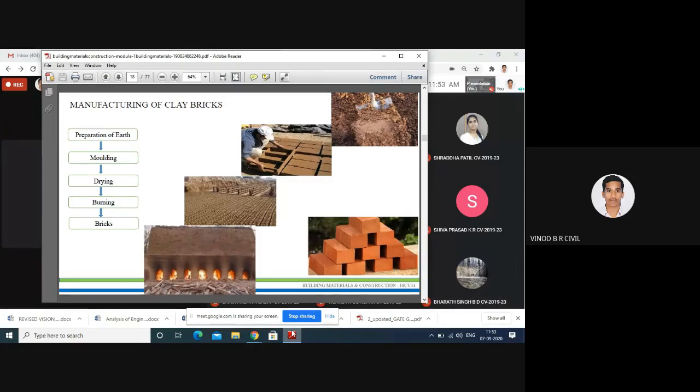There are different types of burning process, based on the availability of the material and the mixing proportion. What is the meaning of mixing proportion? In concrete, they will call it an M30. On the front of a cement bag, you can see 50 grade of cement, 43 grade of cement. What is the meaning of grade of cement?